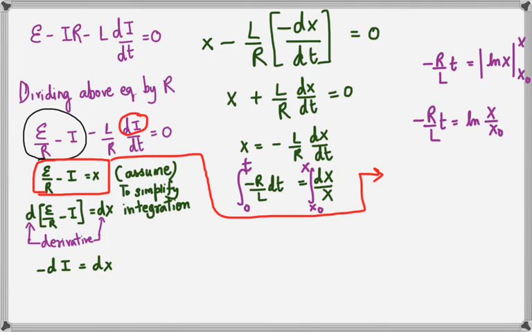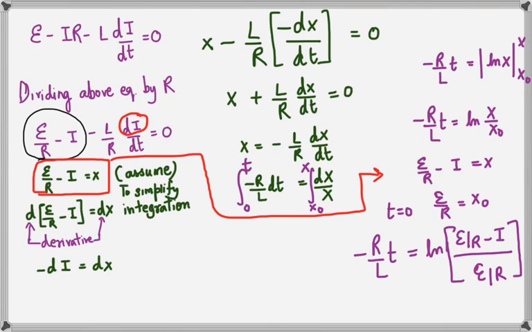So we are going back to our assumption, E by R minus I equal to x, and we are going to replace x with this expression. x0 is the initial value of x when t is equal to 0. When t is equal to 0, I is equal to 0, so you get x0 as E over R. We replace this back into the equation. You can see we are replacing x and x0 by their values.